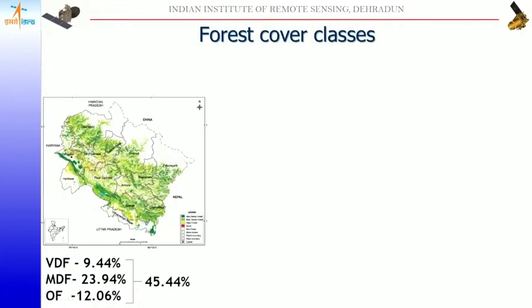From the biodiversity conservation perspective, we need criteria for the different categories of forest: how much area is under dense forest, moderate forest, or open forest. Classes with higher density or higher canopy cover are considered ecologically sound, and areas with less canopy cover or open area are ecologically sensitive, because they are very prone to change.